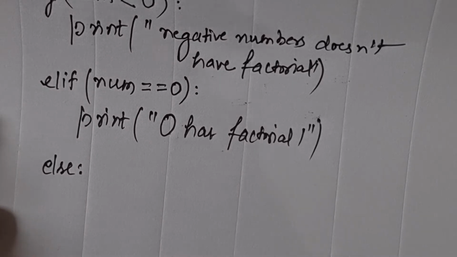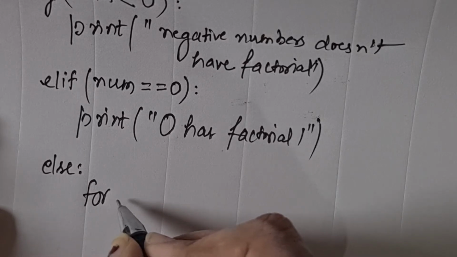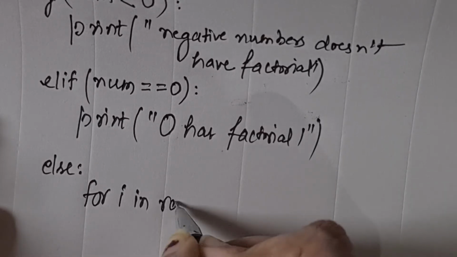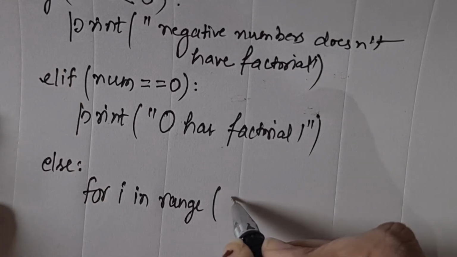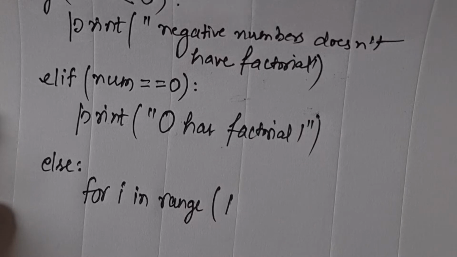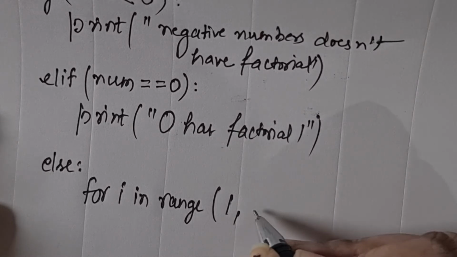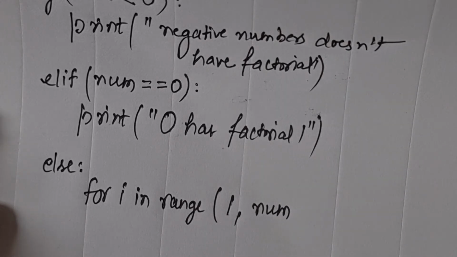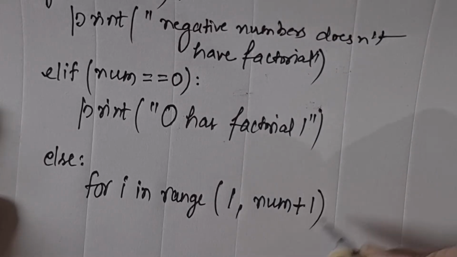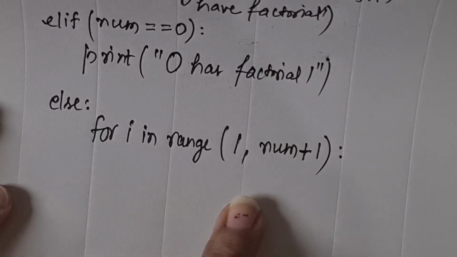Now the last condition is else. There will be no condition in else, because the less-than-0 and 0 cases are already covered. It means the number is positive. Then for the iterative statement we use a for loop: for i in range. Range is from 1, because it is 1 into 2 into 3 into 4 for 4 factorial. So range starts from 1 and the stop point is that number, num plus 1, because the range goes up to stop minus 1. The step is 1 by default; you can write it or not, it's optional. For i in range 1, num plus 1.